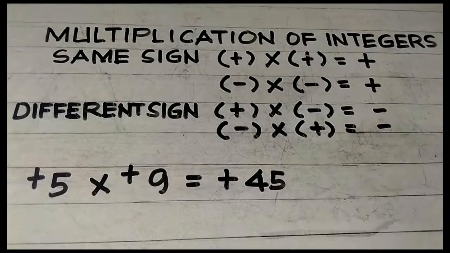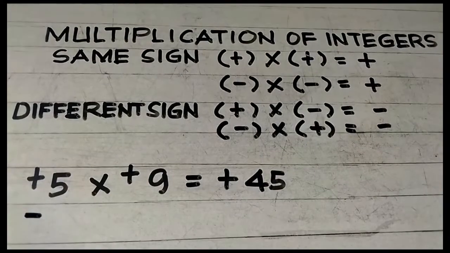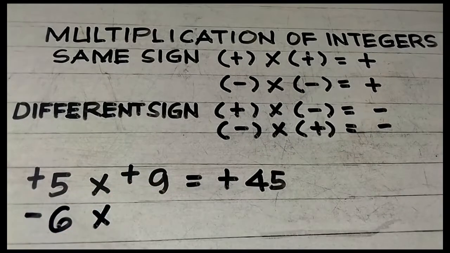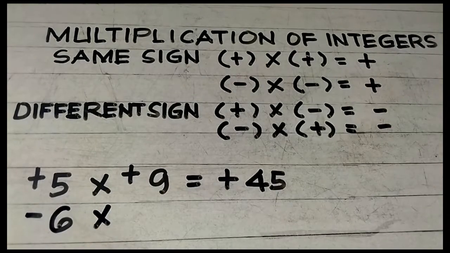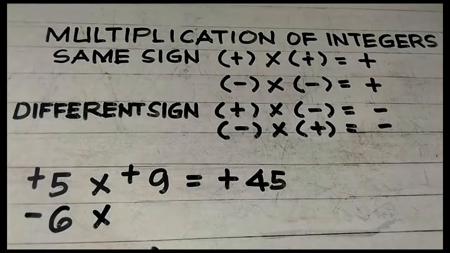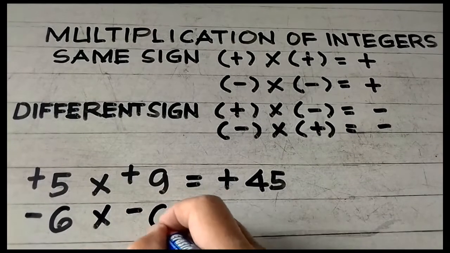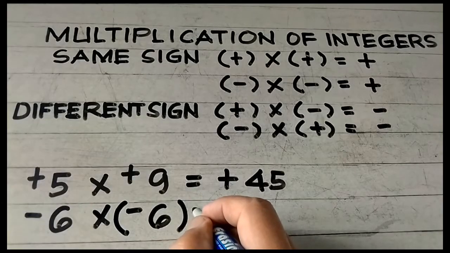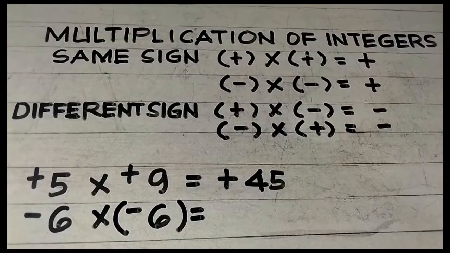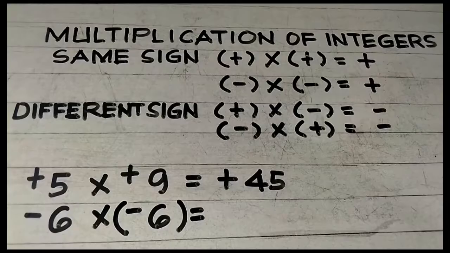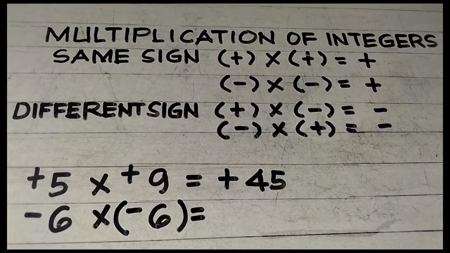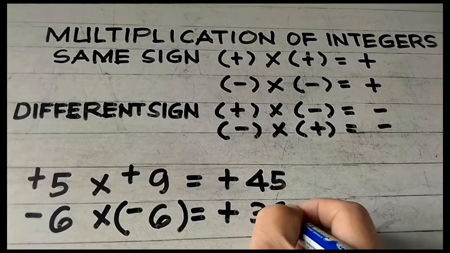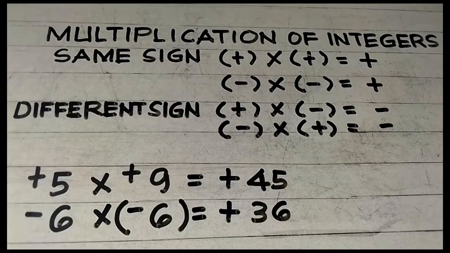Another example. Negative 6 multiply by negative 6, open and close parenthesis, is equal to positive 36. Okay.